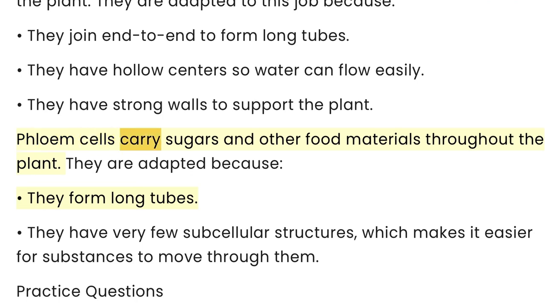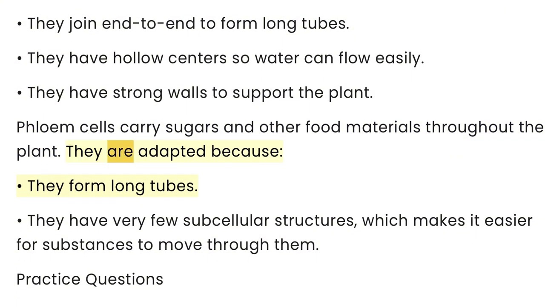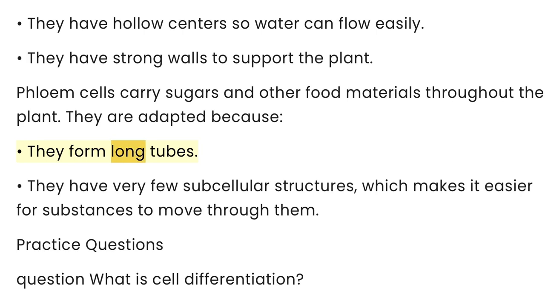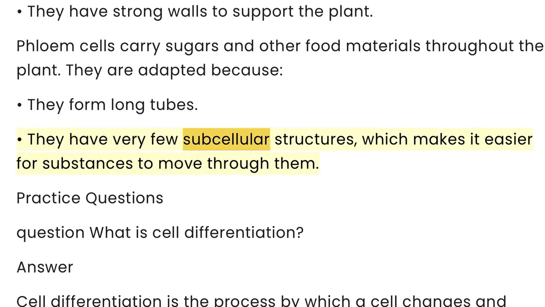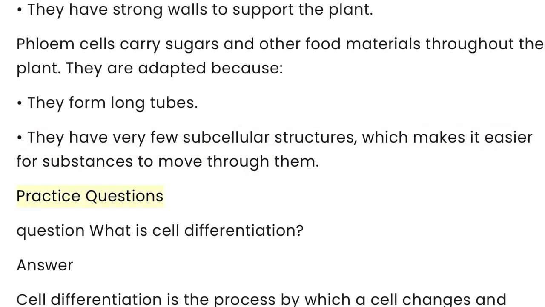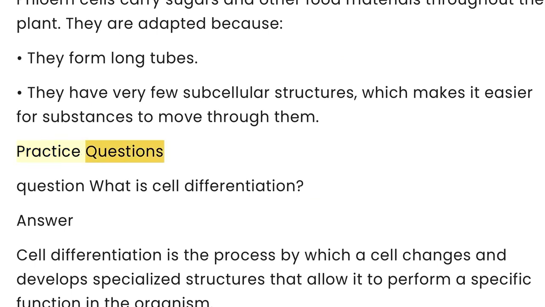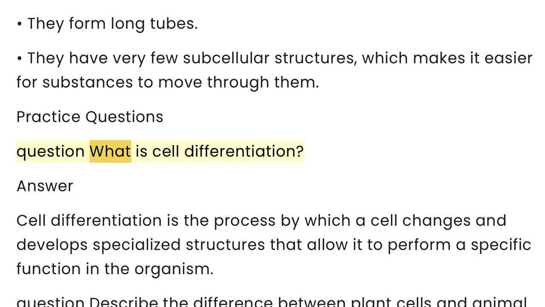Phloem cells carry sugars and other food materials throughout the plant. They are adapted because they form long tubes. They have very few subcellular structures, which makes it easier for substances to move through them. Practice questions. Question: what is cell differentiation?